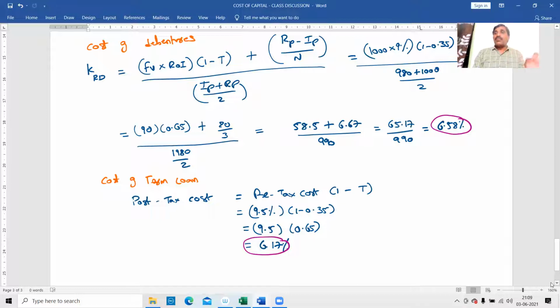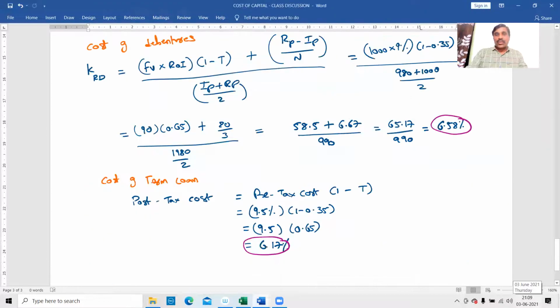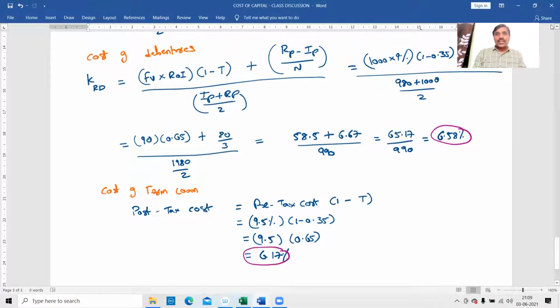But why people prefer debentures is that, first, you may or may not give security, and you can quickly get it. When compared to the bank loan, debentures you can quickly get. That is the important point. Okay. Right. So cost of debentures 6.58, cost of term loan 6.17. So we got everything. Just substitute in our table.